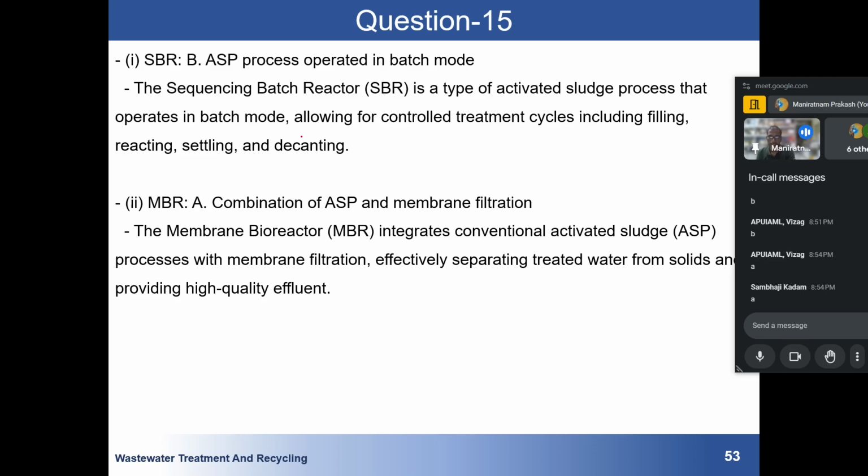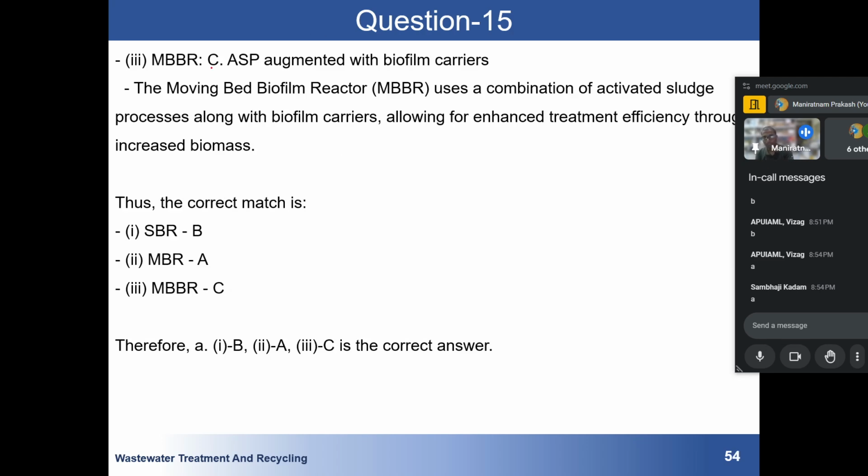So this SBR, we know that is the sludge activated process in different system. Again, see, I'm using the same thing again and again. MBR is a combination of ASP and membrane filtration. Then we have this MBBR, ASP augmented with biofilm carriers. So the correct answer is A, B, A, C.